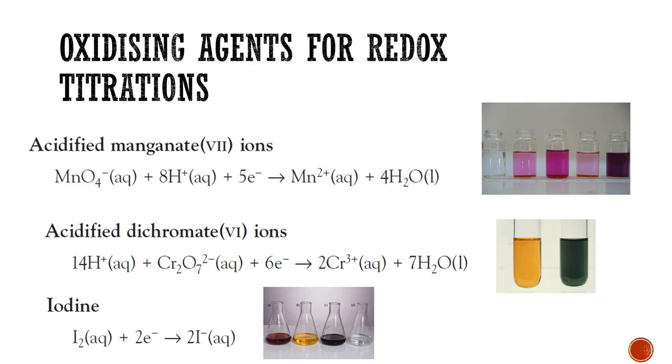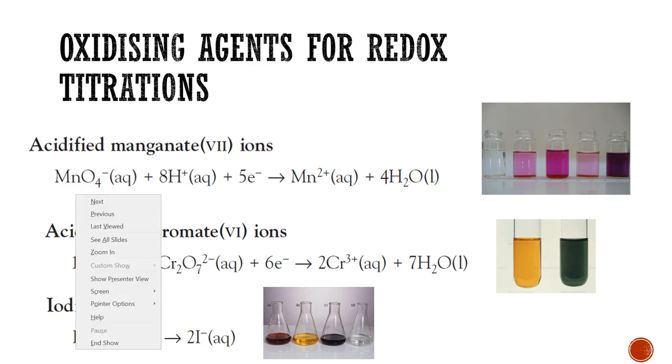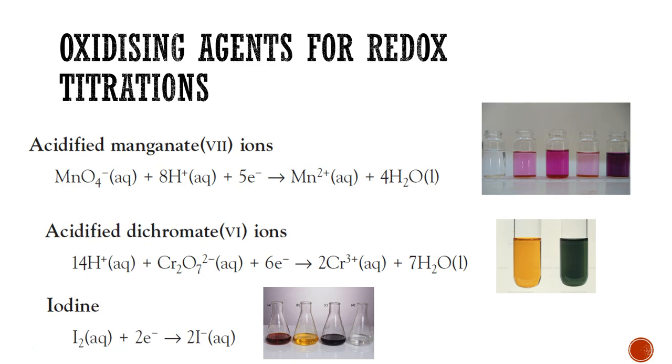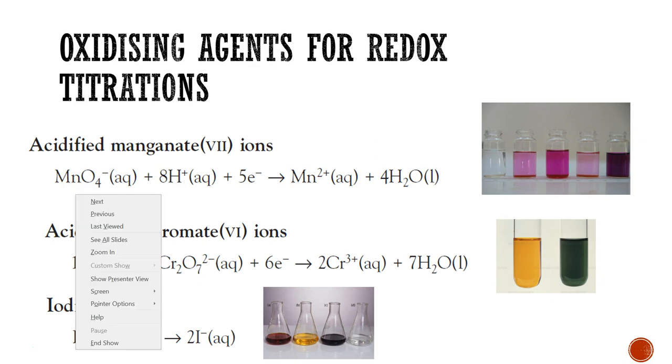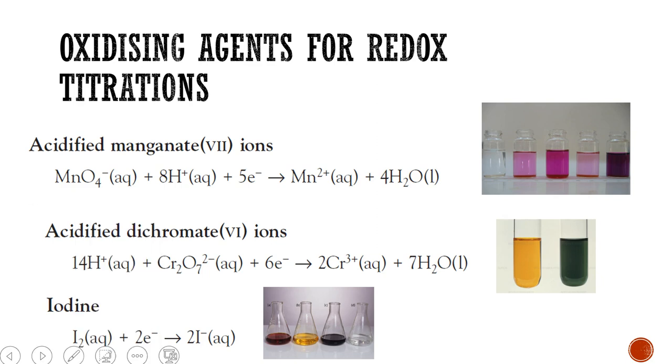Okay, so acidified permanganate ions, so manganate(VII) ions, telling us that the manganese is in an oxidation state of +7. We should be pretty familiar with this reaction already because this is a half equation that we've practiced a lot in the last few days. So we're looking at MnO4⁻(aq) plus 8H⁺ plus 5 electrons going to Mn²⁺ and 4H2O. Hopefully you're pretty confident with balancing this one.